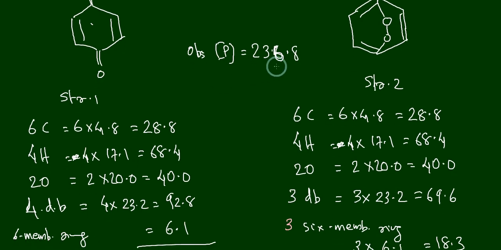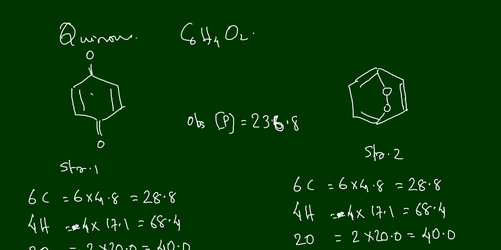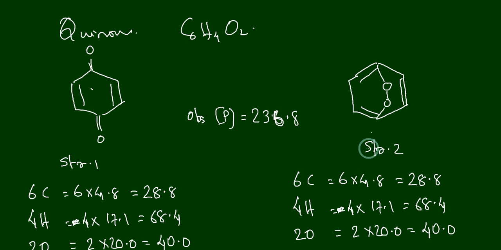So which is the closer value to the observed Paracore? The observed Paracore is 236.8, and the calculated values are 236.1 and 225.1. Obviously the first one agrees with the observed value, so this is the correct one, right? So from this we can conclude that the structure of quinone is not structure 2 but structure 1. This diketone structure is the correct structure of quinone, and we got this important information from the Paracore value.